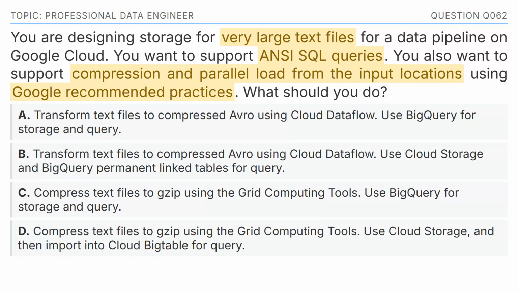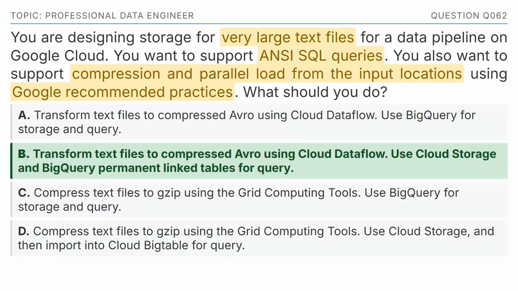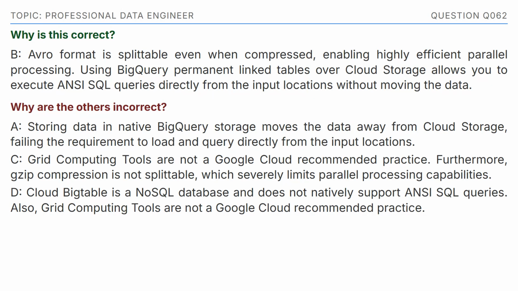To arrive at the correct answer, we focus on the keywords: very large text files, ANSI SQL queries, compression and parallel load from the input locations, Google recommended practices. The correct answer is option B. Transform text files to compressed Avro using Cloud Dataflow. Use cloud storage and BigQuery permanent linked tables for query. Why is this correct?